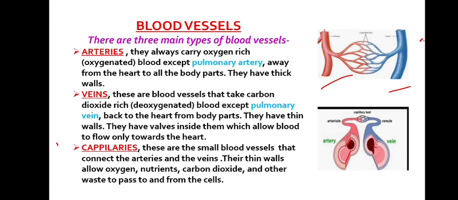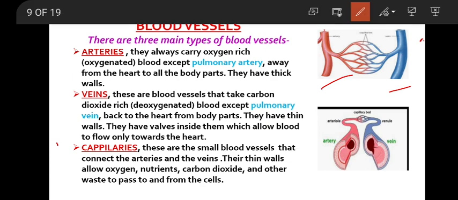So arteries are those blood vessels which carry oxygenated blood. That means the blood that carries oxygen is called oxygenated blood, except in one artery, the pulmonary artery. Arteries carry oxygenated blood from the heart to all the body parts. Except which artery I said? Pulmonary artery. Except the pulmonary artery, all the arteries carry oxygenated blood away from the heart to all the body parts. They have thick walls.